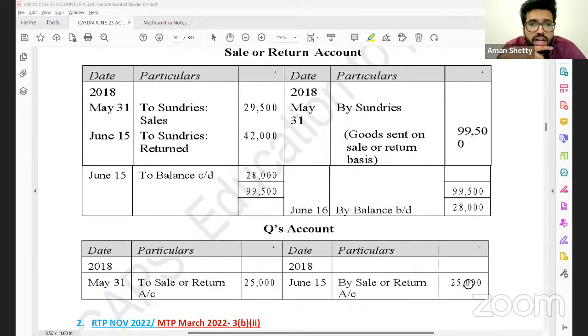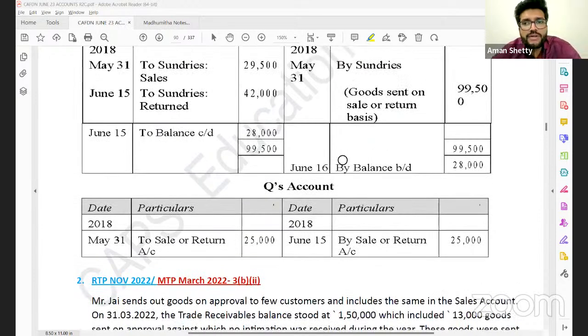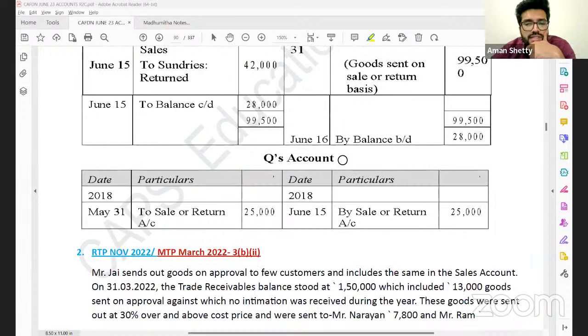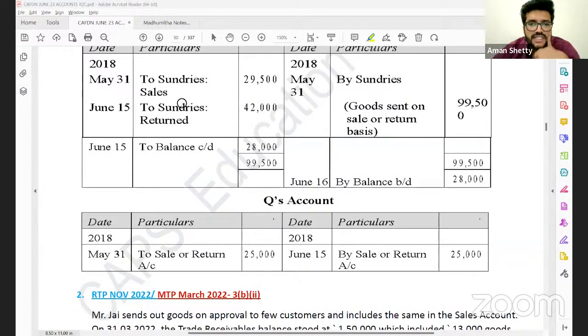I hope now your doubt is clarified, Tejaswini. Yes, sir. Now I got it, sir. All of you understood now how it works? Sir, now here this is just an intermediary account and not sales account or return account. No, it is not. Okay, sir. These sundries are nothing but actually Q account.